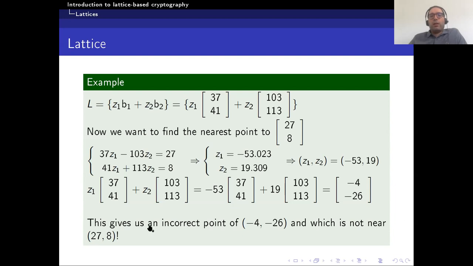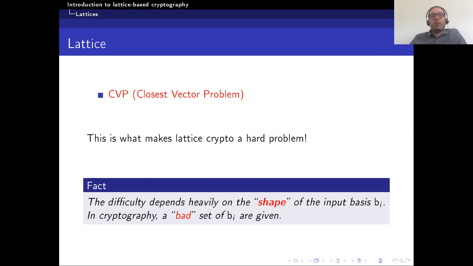It gives you an incorrect point. So the CVP, or closest vector problem, will be a hard problem when you have almost parallel bases in your lattice. In fact, the hardness of the lattice problem is based on the shape of the input bases. If the Bi vectors are orthogonal, this problem will be easy. If they are almost parallel, it will be a bad set of Bi. And in cryptography, we use a bad set of Bis to have a hard problem.